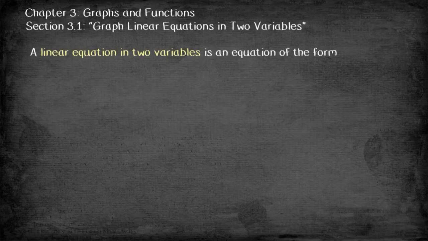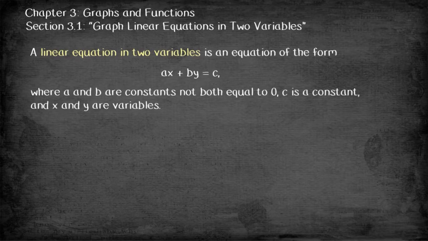Well, it's something that looks like this: ax plus by equals c. A and b are constants, and they can't both be 0. And c is a constant, and x and y are variables.